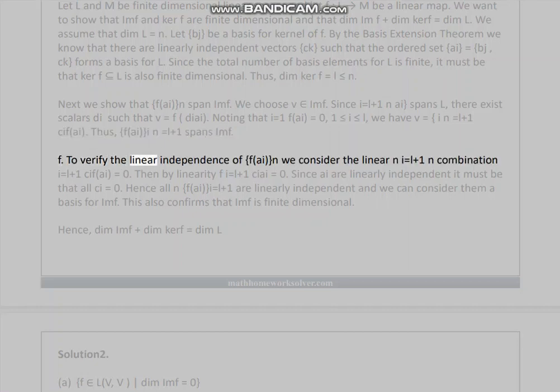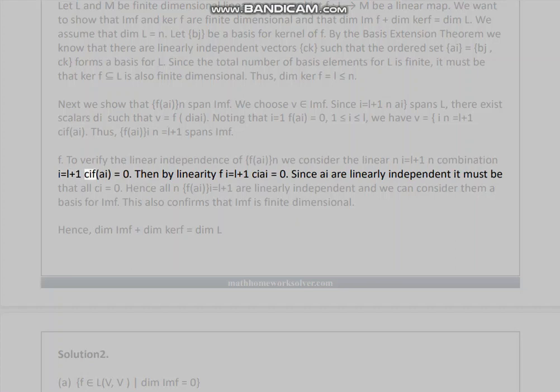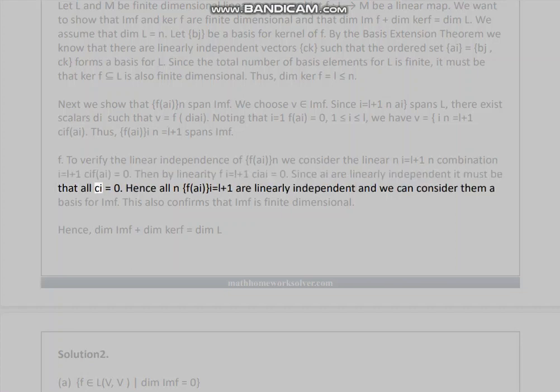To verify the linear independence of F(a_i), i equals l plus 1 to N, we consider the linear combination sum from i equals l plus 1 to N of c_i F(a_i) equals 0. Then by linearity F of the sum of c_i a_i equals 0. Since a_i are linearly independent it must be that all c_i equal 0. Hence all N minus l vectors F(a_i) are linearly independent and we can consider them a basis for Im F. This also confirms that Im F is finite dimensional. Hence, dim Im F plus dim Ker F equals dim L.